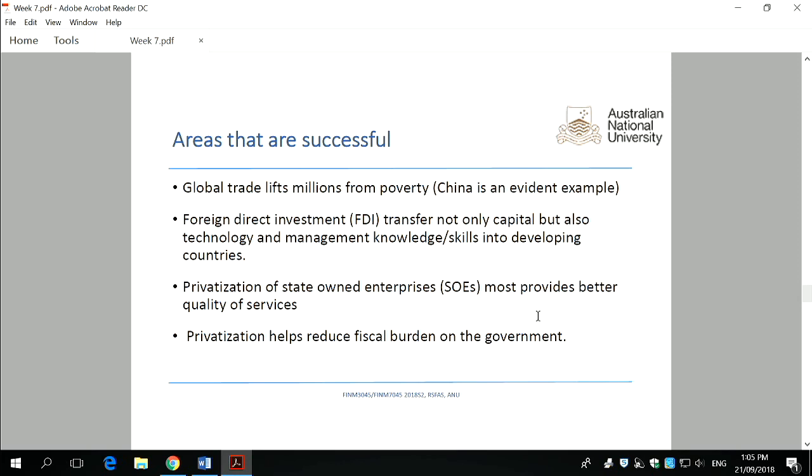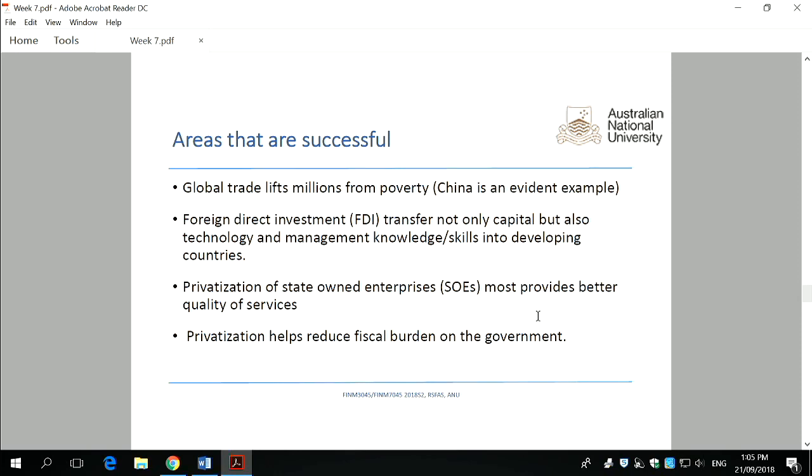Now, the third successful area is privatization. Privatization sort of failed in Argentina and Chile, but partial privatization is quite successful in China, and also in the UK it was actual privatization. And so privatizing those state firms in some countries will remove the fiscal burden.